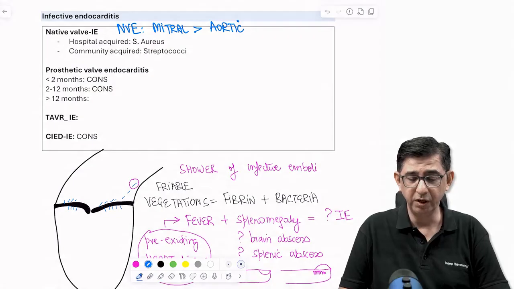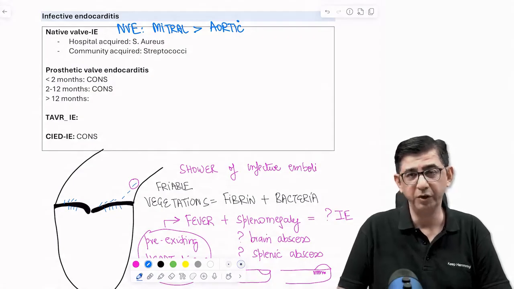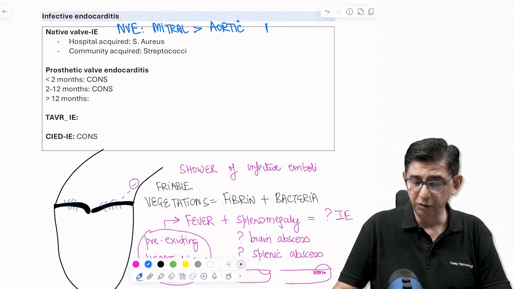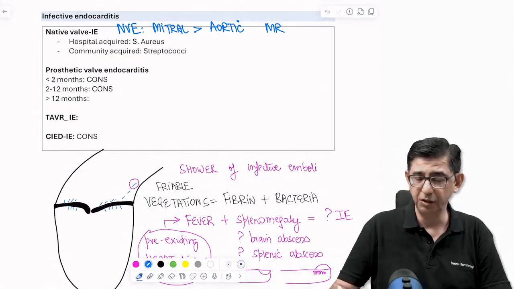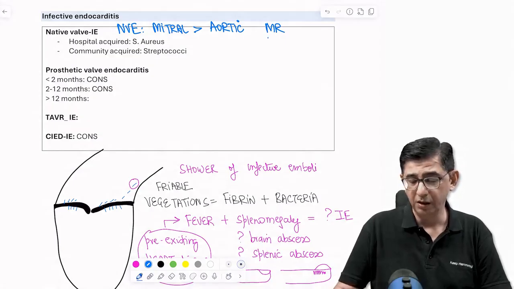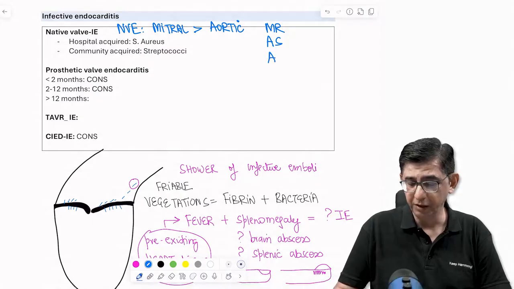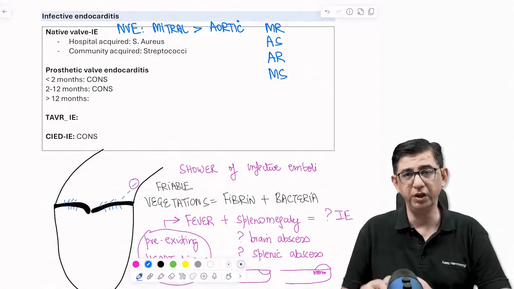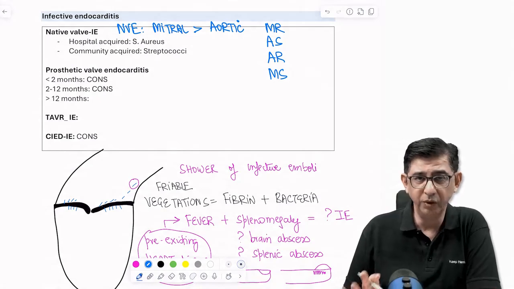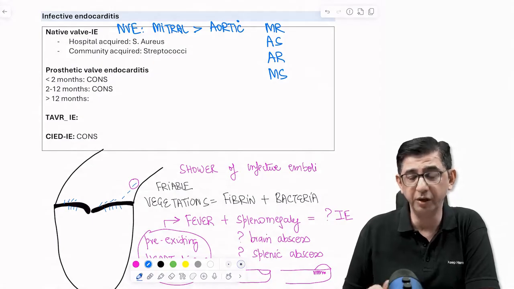So native valve endocarditis is more common in the mitral valve as compared to the aortic valve, and sometimes they might give you valvular lesions also. The valvular lesions can be mitral regurgitation, mitral stenosis. In fact, I can write them down also: mitral regurgitation, mitral stenosis, aortic regurgitation, and aortic stenosis, two stenoses and two regurgitations. Now, what I want you to understand is that infective endocarditis is directly proportional to the pressure gradient in the heart.